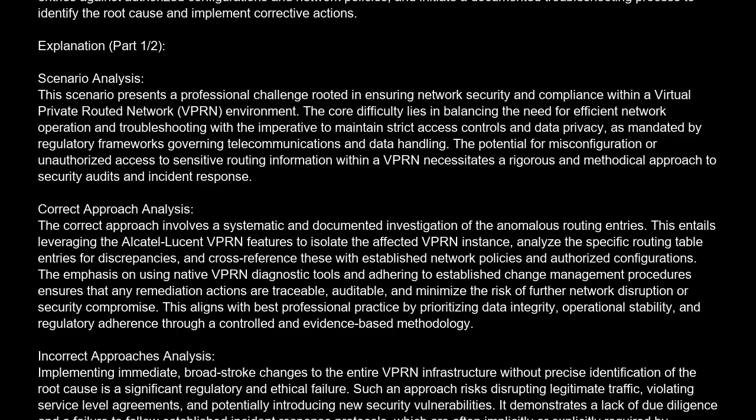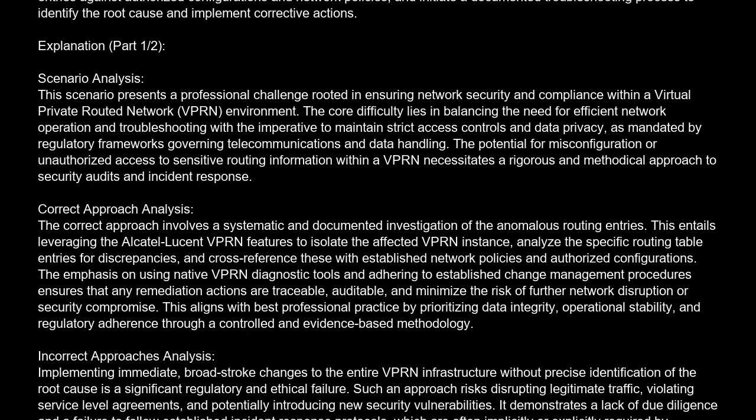The correct answer is B. Immediately isolate the affected VPRN instance using VPRN-specific commands. Analyze the anomalous routing entries against authorized configurations and network policies, and initiate a documented troubleshooting process to identify the root cause and implement corrective actions.